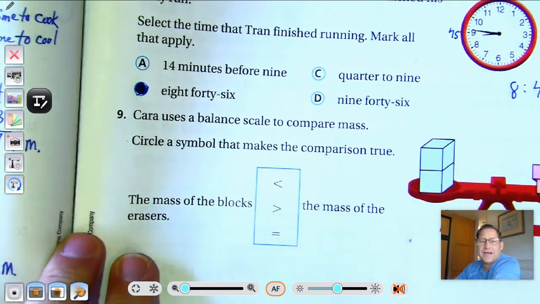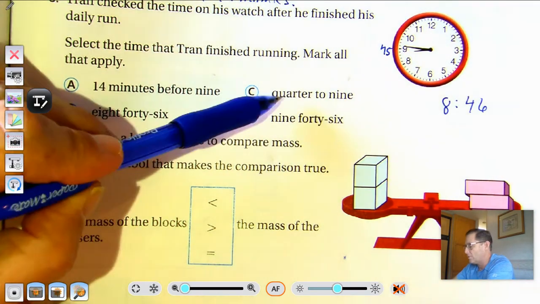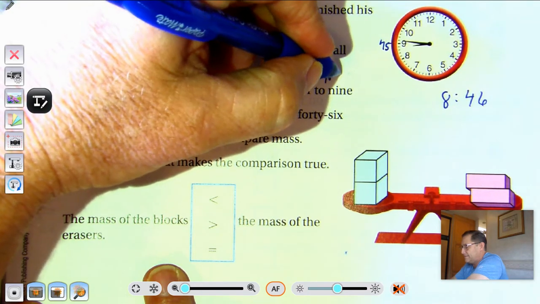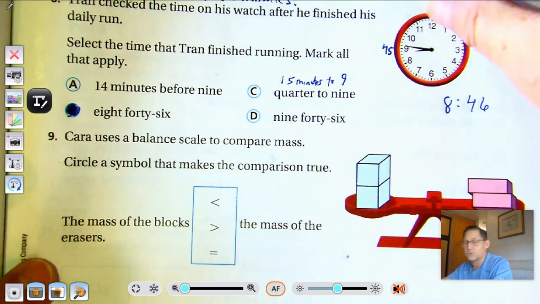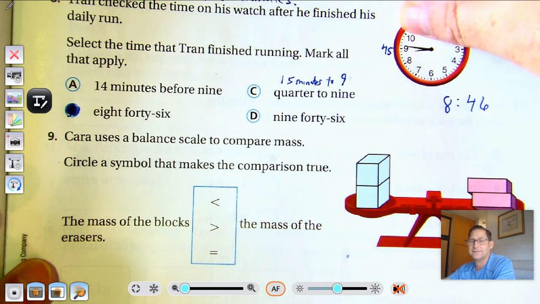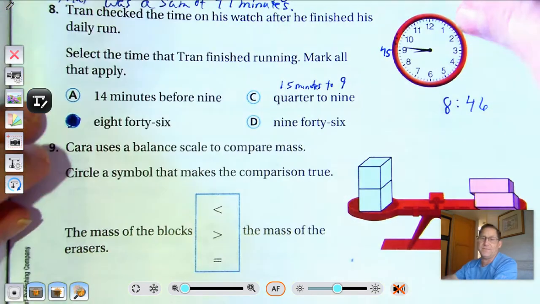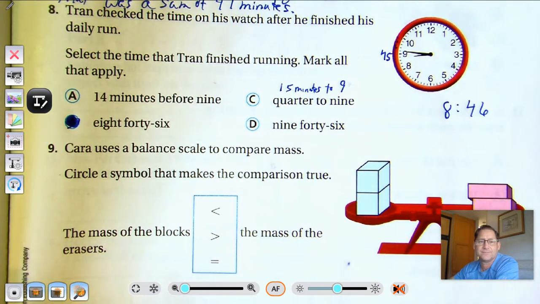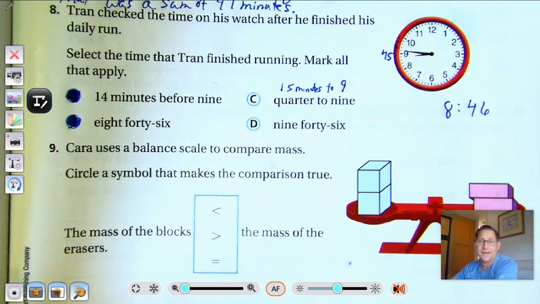Okay, but it says select all that apply. So is there another way of saying 8:46? Well, is it a quarter to 9? That would be 15 minutes to 9. No, it's not 15 minutes to 9. Let's go backwards. The 9 o'clock would be right up here, right? So let's count back minute hands. 5, 10, 11, 12, 13, 14. 14 minutes before 9. So not 15 minutes. Is it 9:46? No, it hasn't got to 9 yet. 14 minutes before 9, yeah. Okay, so in 14 minutes, we'll be at 9 o'clock.